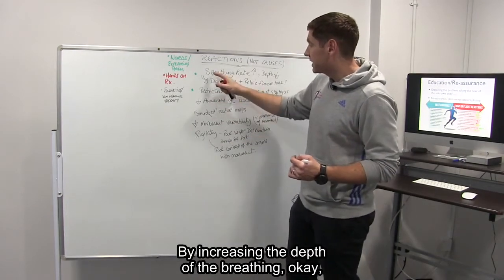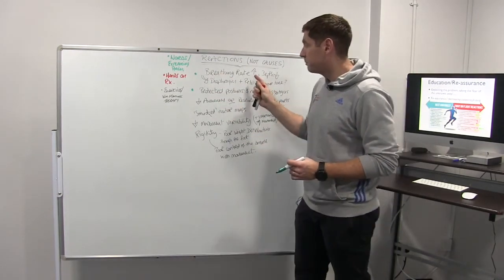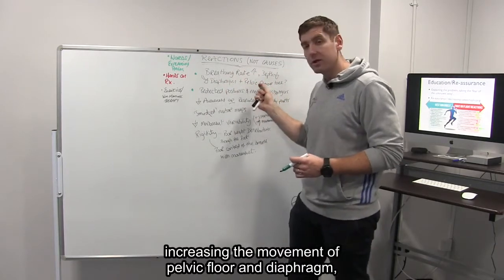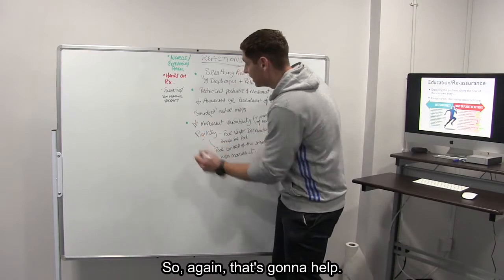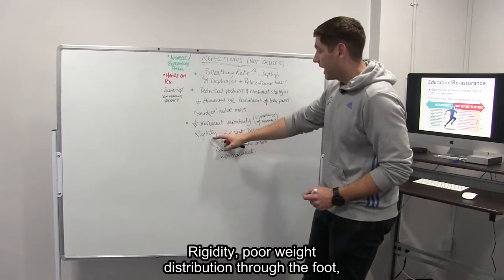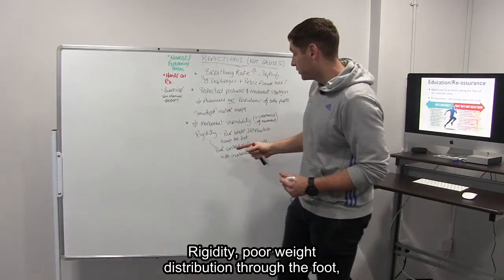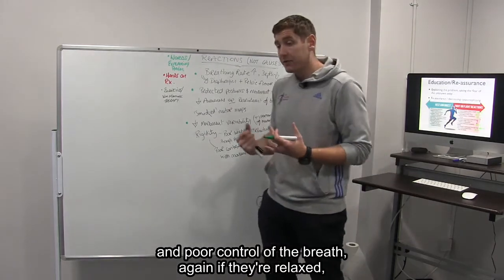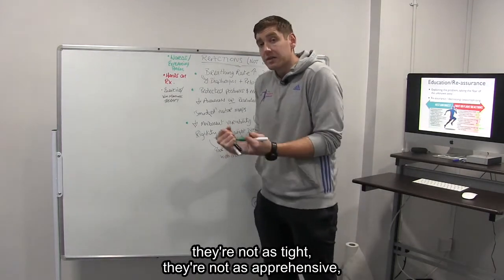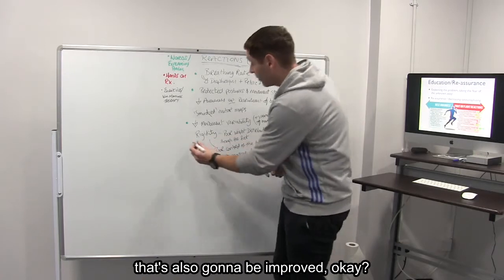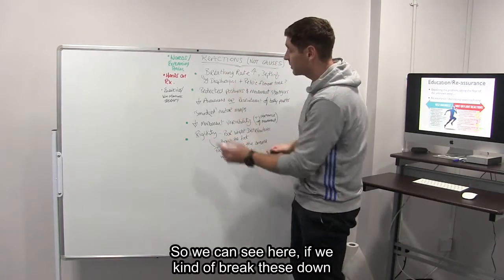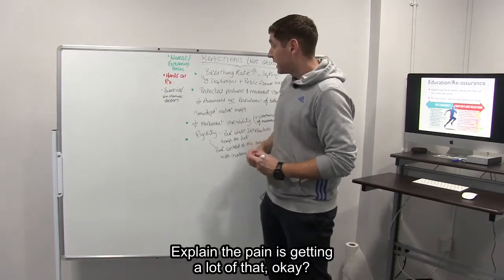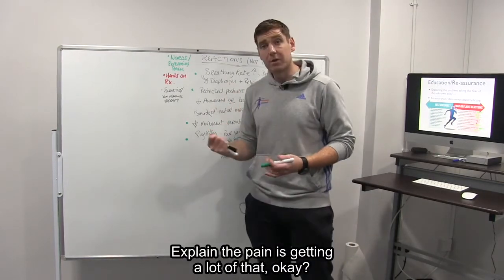By increasing the depth of the breathing, increasing the movement of the pelvic floor and diaphragm, we're going to help the movement. Again, that's going to help rigidity, poor weight distribution through the foot, and poor control of the breath. If they're relaxed, they're not as tight, they're not as apprehensive, that's also going to be improved. So we can see here, if we break these down into about 6 different points, explaining pain is getting a lot of that.